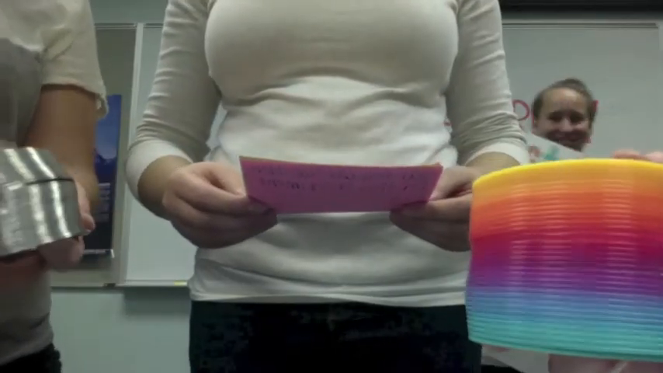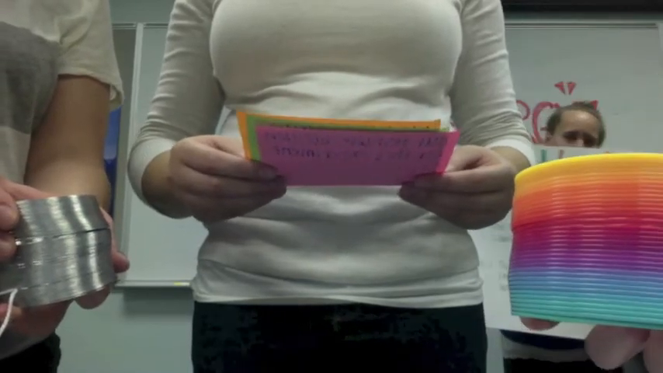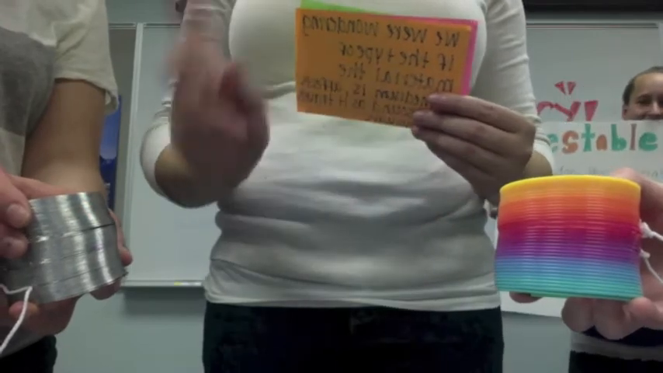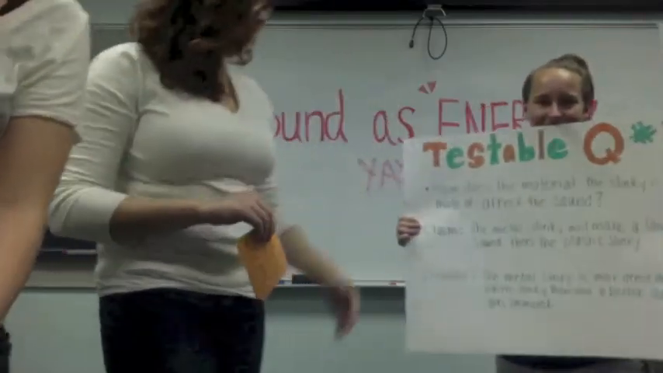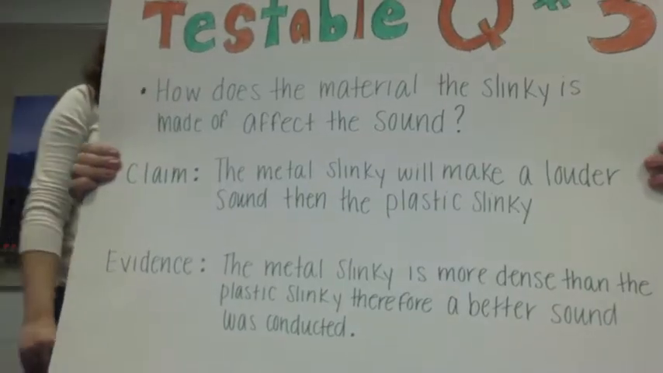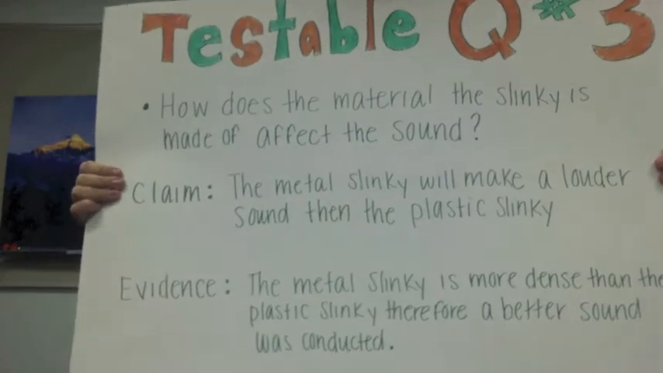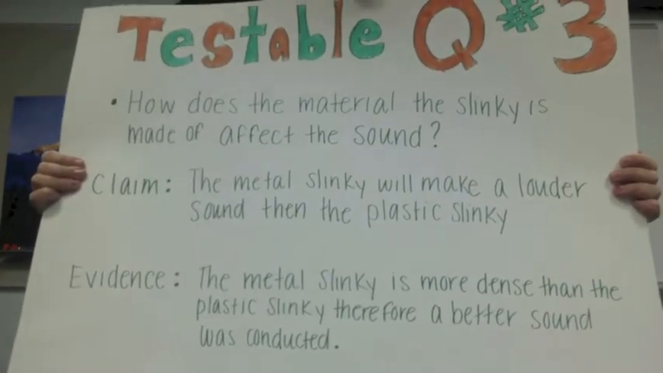For our third experiment, we were wondering if the type of material the medium is affects the sound as it travels through. We have a plastic slinky and we have a metal slinky of the same size. Our testable question is, how does the material the slinky is made of affect the sound? Our claim is the metal slinky will make a louder sound than the plastic slinky.